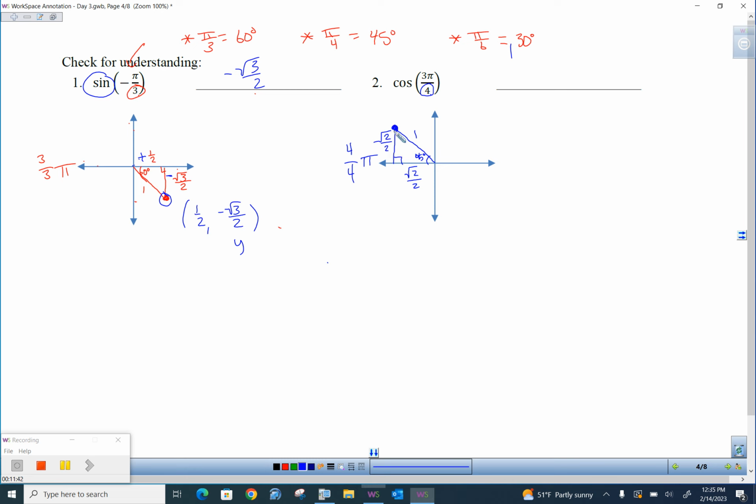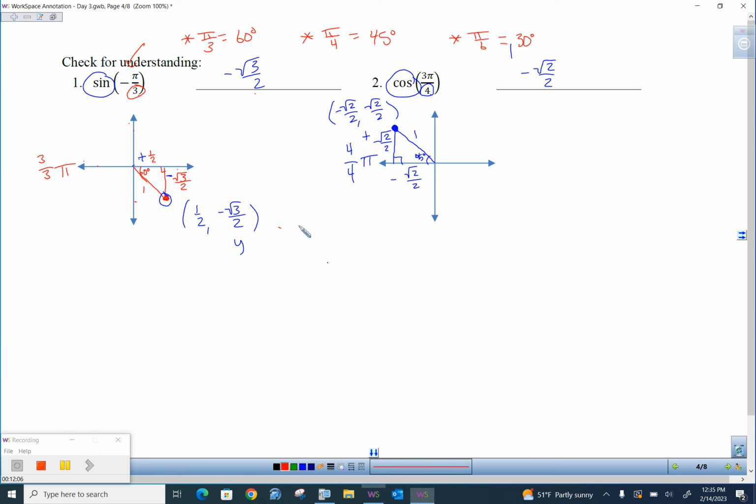We're going to do sines next. So we're trying to get to this point. We have to go to the left, so that's negative, and then we have to go up, that's positive. So this ordered pair would be negative square root of 2 over 2, and then positive square root of 2 over 2. But I only care about the cosine, so I only care about the x value. So negative square root of 2 over 2.